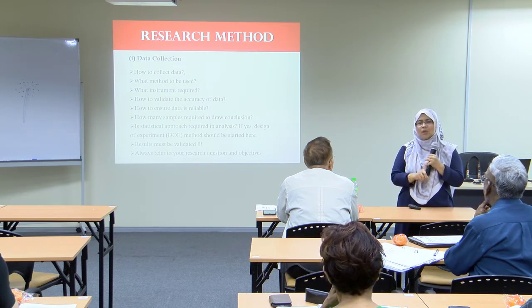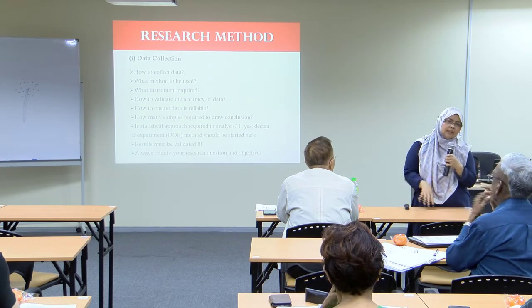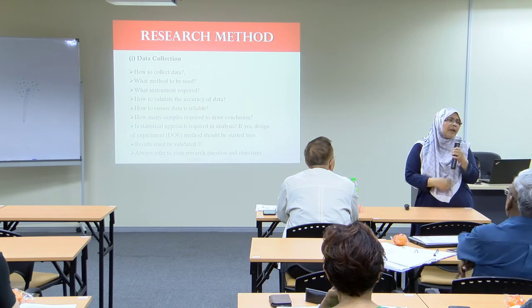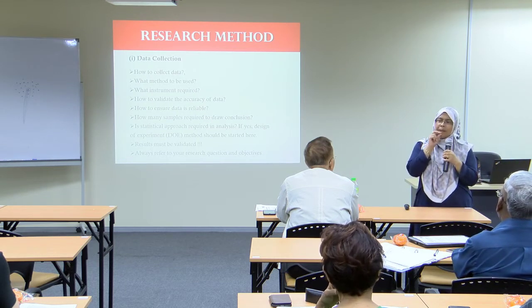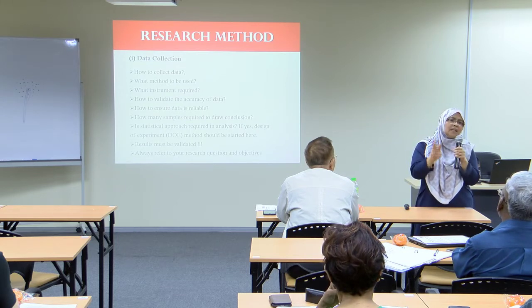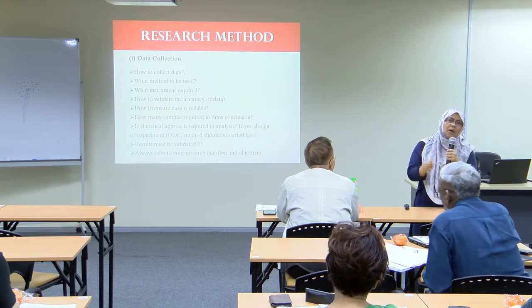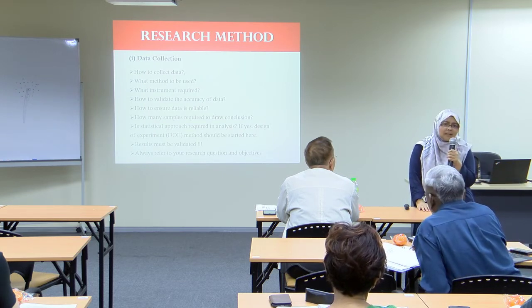Okay, you set the scope, you set the objective. So the objective is very important for your research, because you can't do more. Usually for a PhD or DBA, it's set at three, only three objectives, because one objective takes one year. You can't do five.